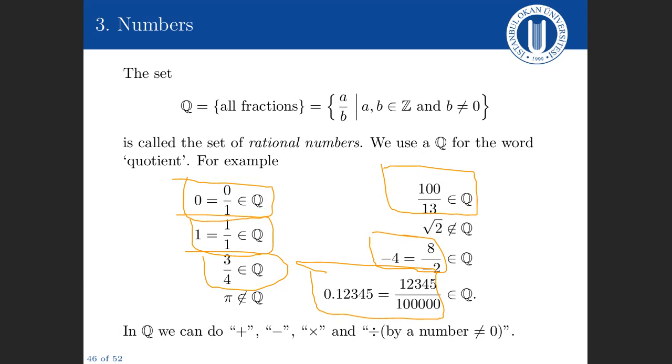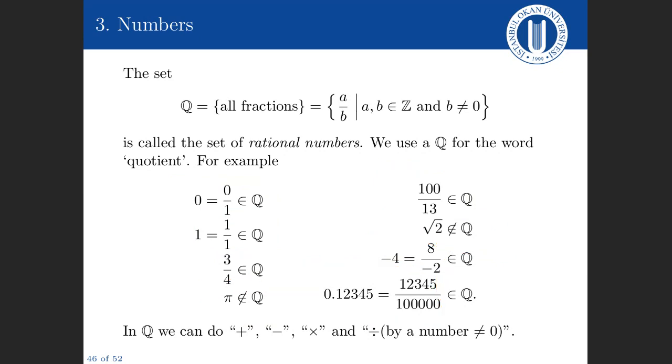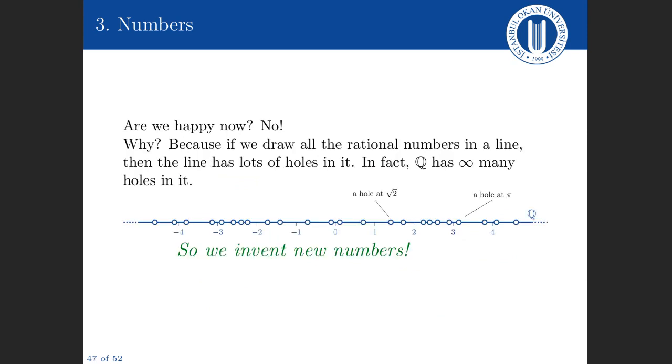However, pi is not a rational number. It's not possible to write pi as a fraction. And the square root of 2 is not a rational number. It's not possible to write the square root of 2 as a fraction. Now, in Q, we can do addition, subtraction, multiplication, and division, as long as we're dividing by a number which is not zero.